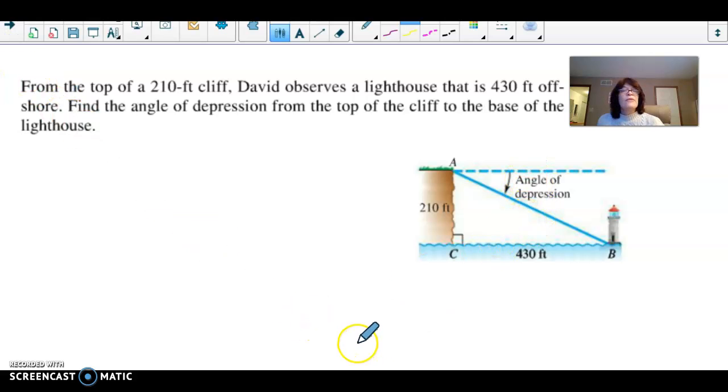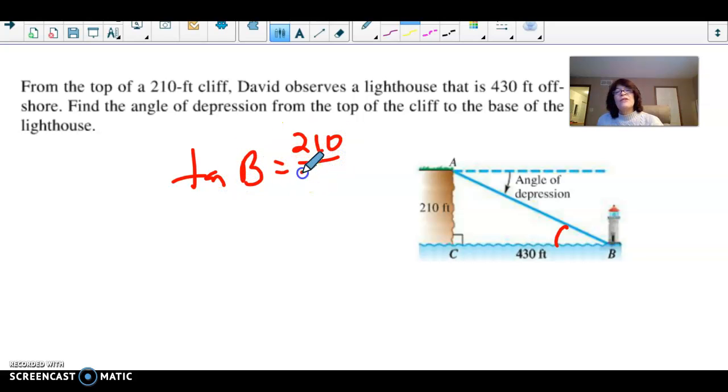Very similar with angle of depression. David observes a lighthouse that is 430 feet offshore, and he's at the top of a cliff. So we want this angle of depression. I'm going to use tangent again. I'm going to actually find this angle, which will be equal to this angle, since we have parallel lines, alternate interior angles. That's a little trick there. The tangent of this angle is opposite over adjacent, so B is going to be the inverse tan of this.